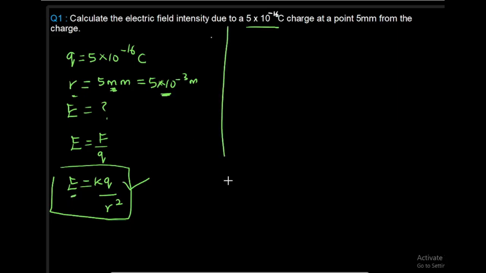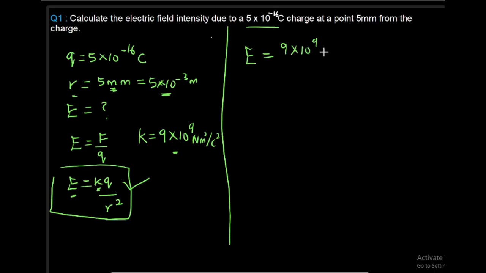So moving on, we are going to have E equals, now K is a constant. Sorry I didn't mention it earlier, but K is a constant and K is always equal to 9 times 10 raised to the power of 9 Newton meter squared per coulomb squared. It is a constant. So from here we're going to have E equals, rather than writing K, we write 9 times 10 raised to the power of 9 times Q. Q was given to us here. That's the magnitude of the charge. We have 5 times 10 raised to the power of minus 16 all over the distance.